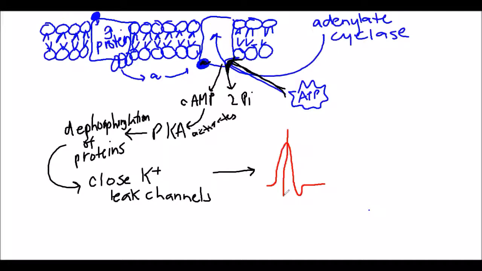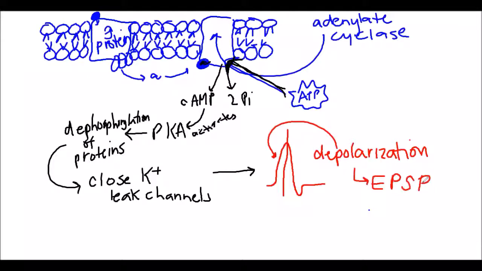So this potassium leak channel closing actually causes depolarization. If we remember correctly, depolarization is going to be on this side of the graph. So closing of potassium leak channels in turn causes depolarization, which leads to an EPSP, an excitatory mechanism. So it leads to excitation of that synapse. What's going to happen is we're going to cause the depolarization because of our closing of potassium leak channels.